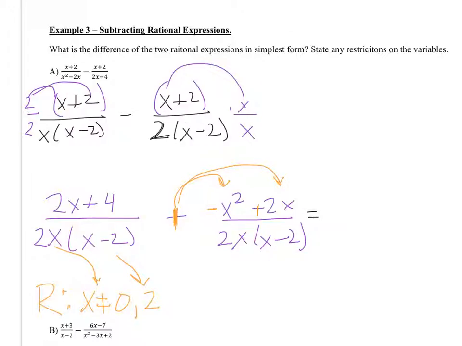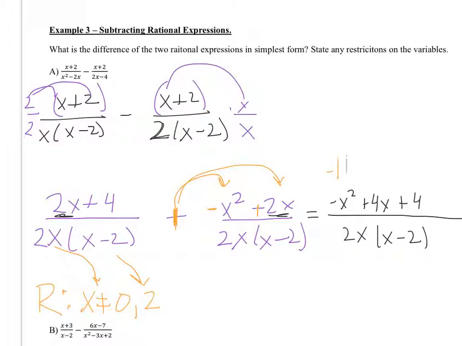So now on top, I would have a negative x squared plus 4x, because these two are like terms, plus 4 over 2x, x minus 2. You have to be able to factor. I personally don't like it when my leading coefficient is negative, so I would probably rewrite it like this. So I'm taking out that negative, changing both of my signs. So now I can factor on top.